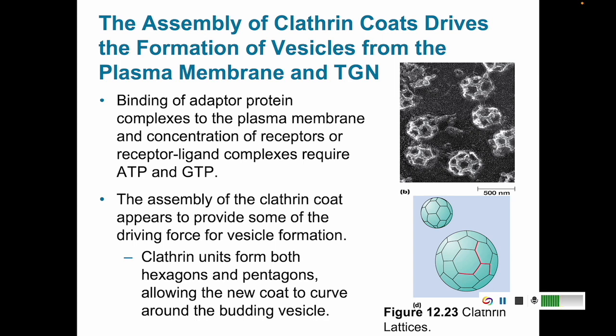And those clathrin units, this one red area here shows one clathrin unit, you can see it forms into the shape of a soccer ball with hexagonal sides and pentagon sides, which allows that clathrin coat to curve around that budding vesicle. In an actual micrograph, it would look something like this. Those clathrin lattices are lit up in this picture.